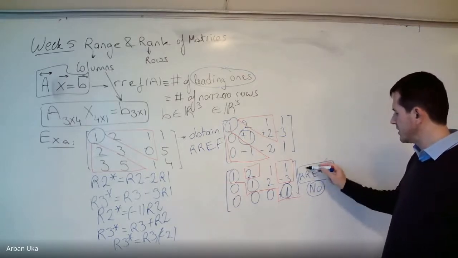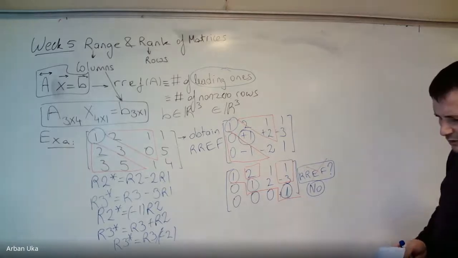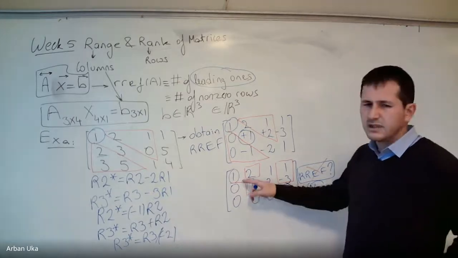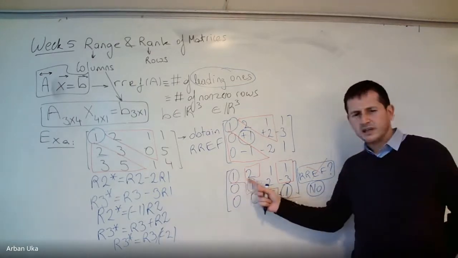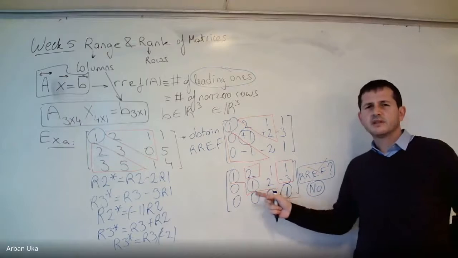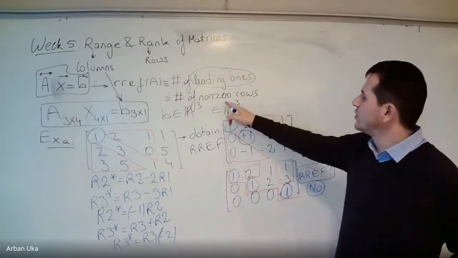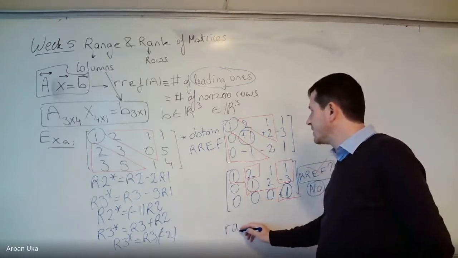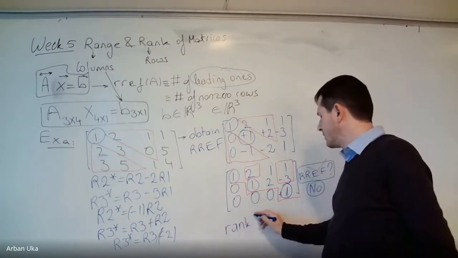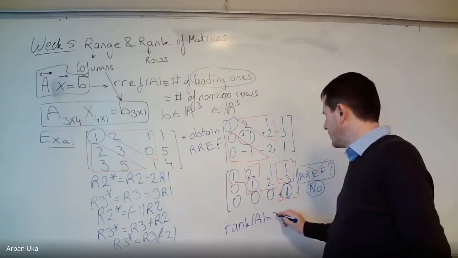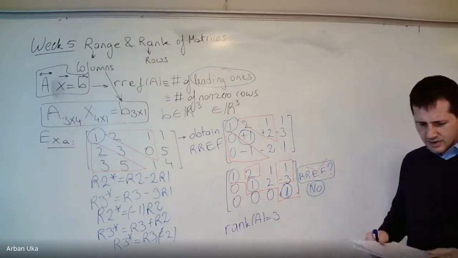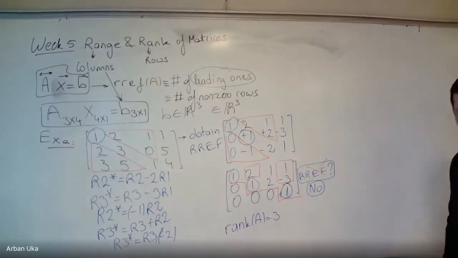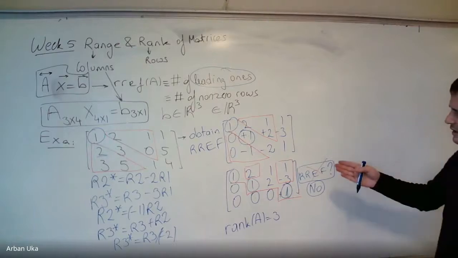So this is not yet there, but we can conclude something at this stage by counting the leading ones. If we have 3 leading ones here, that means that the number of non-zero rows is equal to 3. So at this stage, we can say that the rank of matrix A is equal to 3. Okay, so this is how we report the rank of a matrix. I think this is clear.